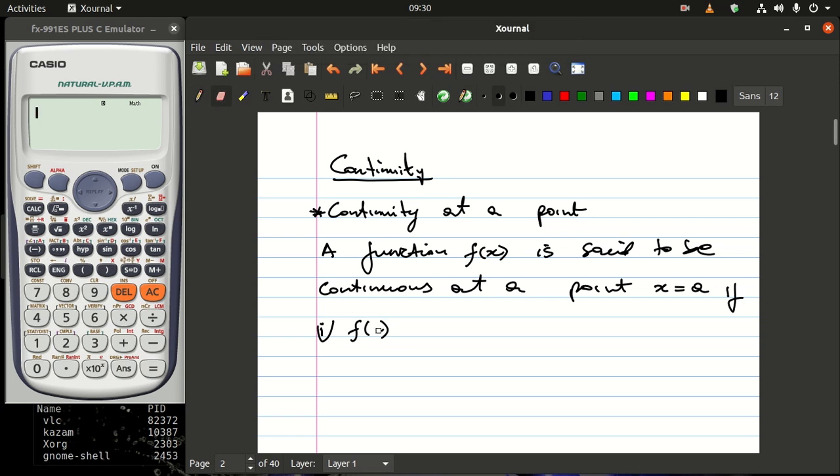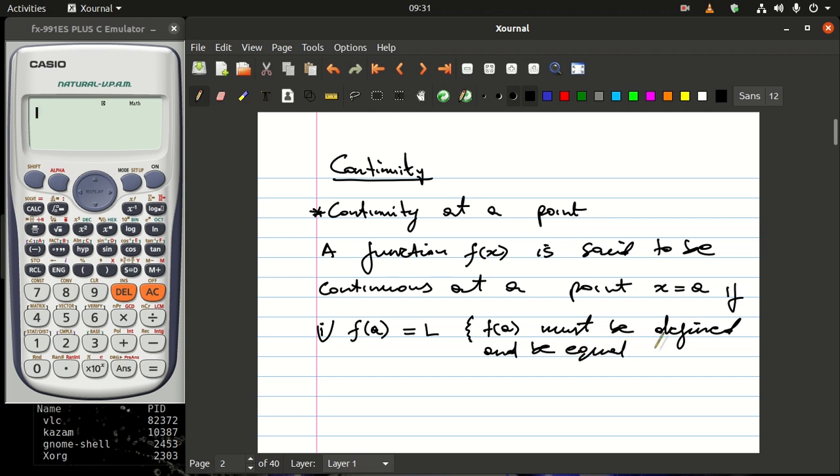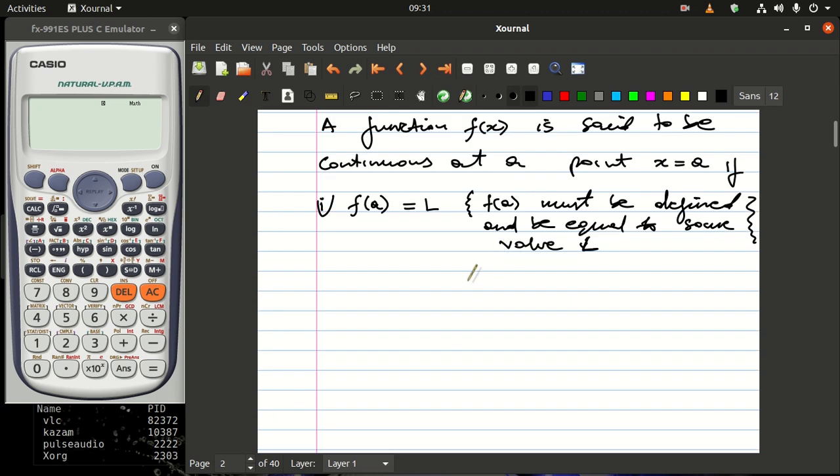In other words, we must have some f of a. f of a must be defined and be equal to some value L. This L can be 5, it can be 10. What is important is that this a must be in the domain of f of x, so that when I plug in a, I get a value of that function. That's the first thing that needs to happen.